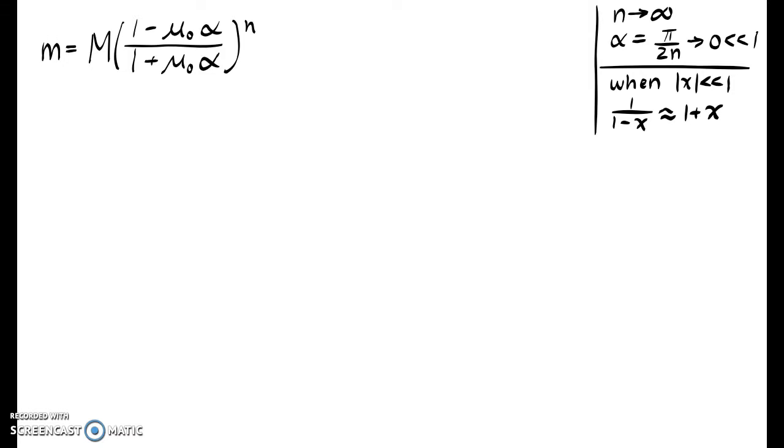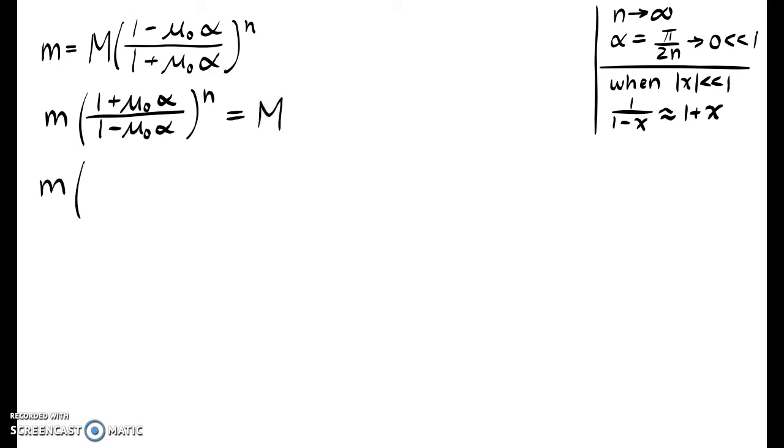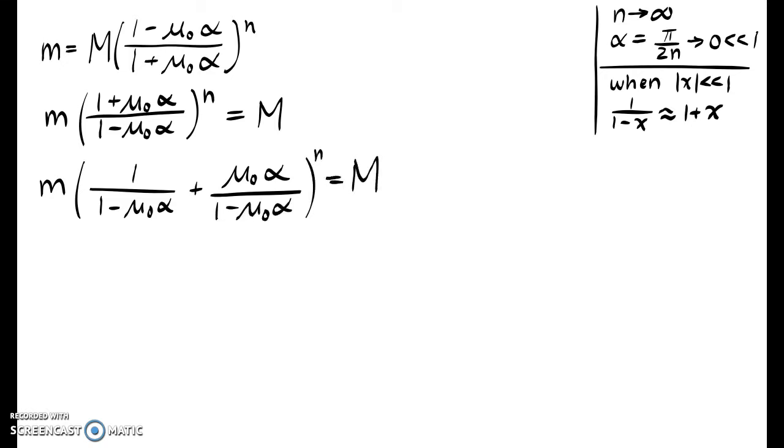And if we look at our coefficient though, it seems to be flipped, so we can simply solve this equation for large m. So we get small m times the coefficient of (1 + μ0α) over (1 − μ0α) to the nth power, and this equals large M. Now we can rewrite this coefficient to be 1 over (1 − μ0α) plus μ0α over (1 − μ0α) to the nth power, and this equals large M.